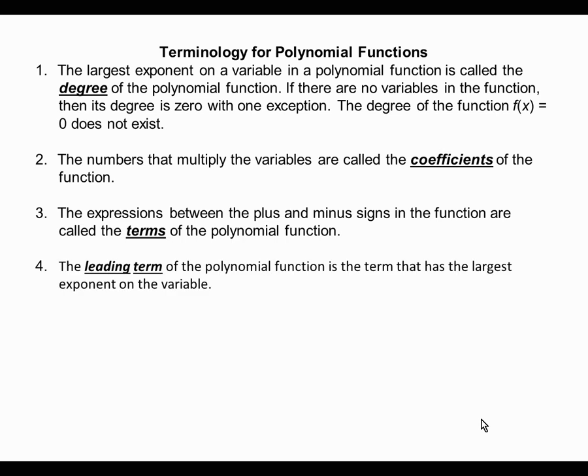Number 4, the leading term of the polynomial function is the term that has the largest exponent on the variable. Now remember, the largest exponent of the variable is the degree. So basically the leading term is the term that gives the polynomial its degree. Now if the polynomial is written in correct order, the leading term usually is the very first term, but it doesn't have to be. The leading term is simply the term that has the largest exponent on the variable.